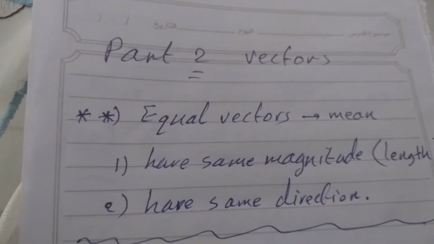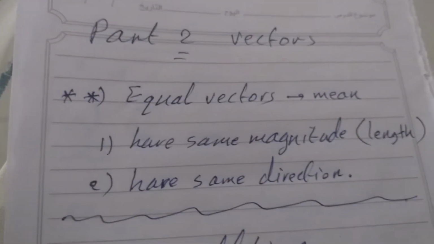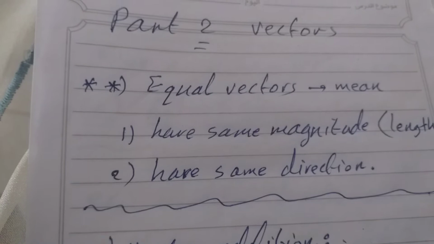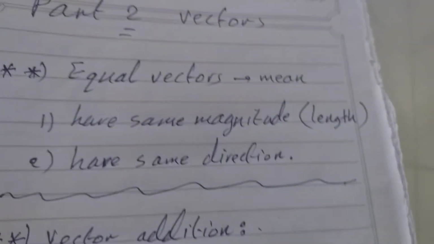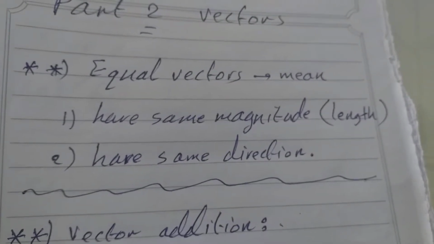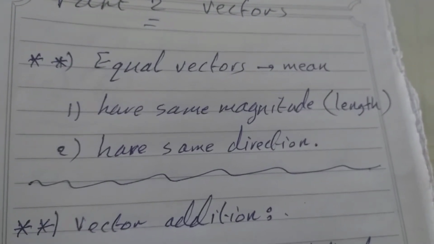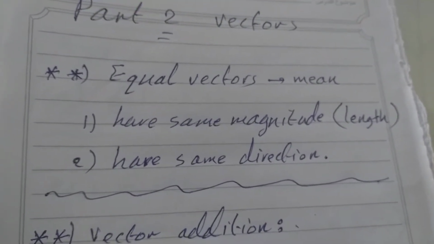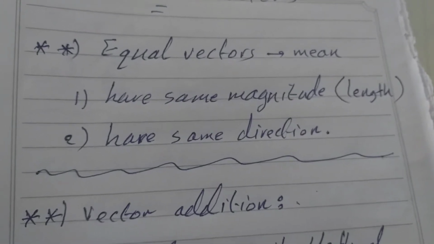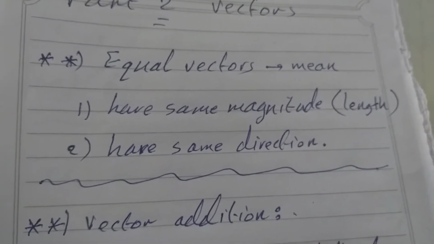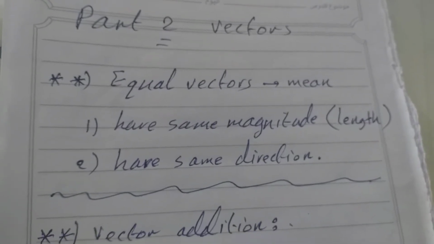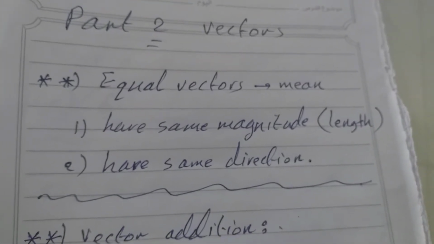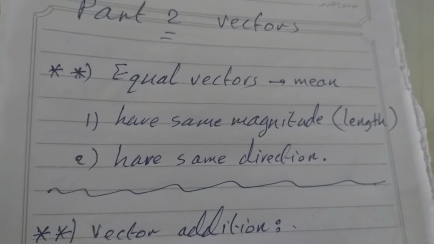Good morning again. I will talk about vectors part 2. What's the meaning of equal vectors? Equal vectors have the same magnitude, or the same length, and the same direction. So again, what's the meaning of equal vectors? It means they have the same magnitude, I mean the same length, and they have the same direction.